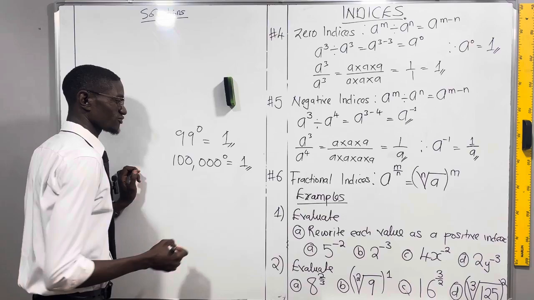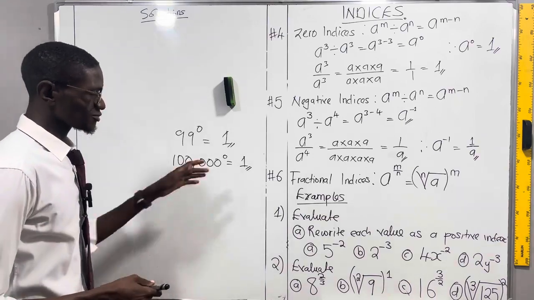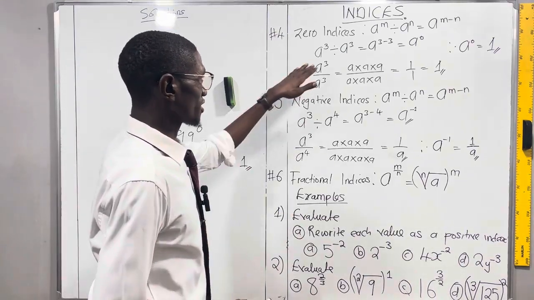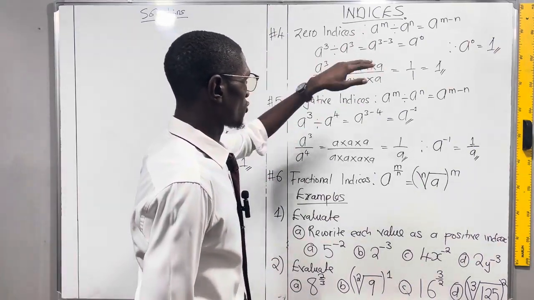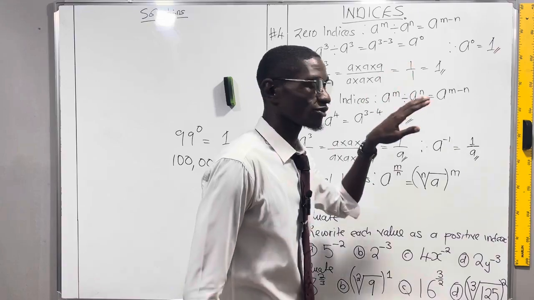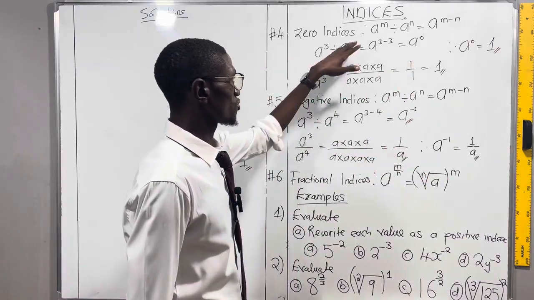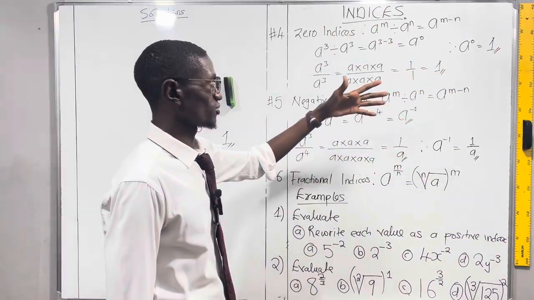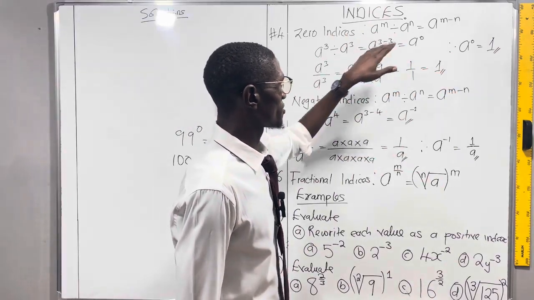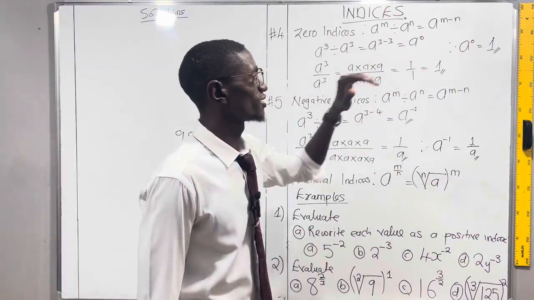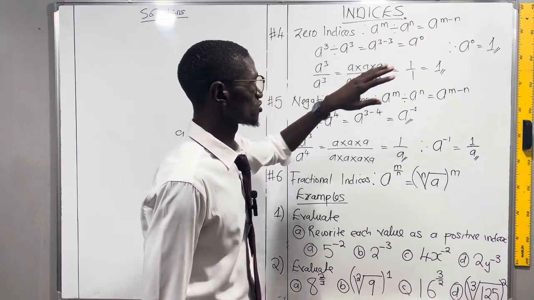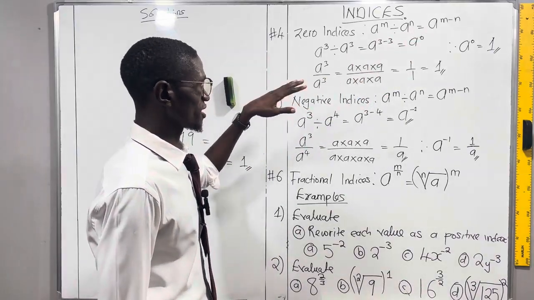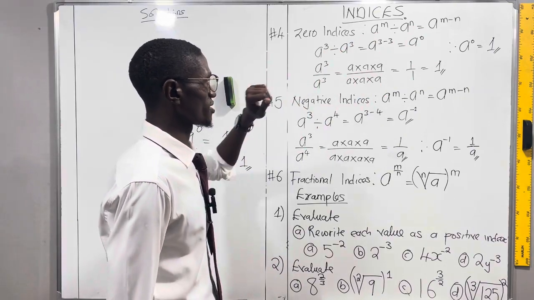Now let us prove why this is so. If you look at the first law of indices we're going to look at, we are borrowing the formula from division. This should now be familiar to you. When we're dividing the same bases, we subtract the powers. That is what we have up there. That is the expression used to divide indices that have the same base.